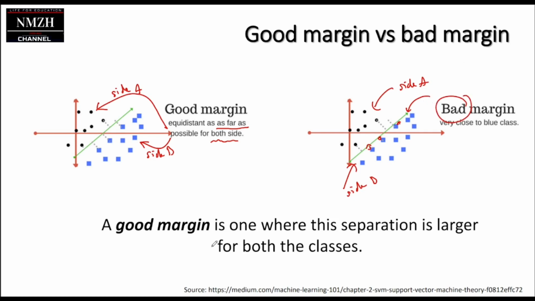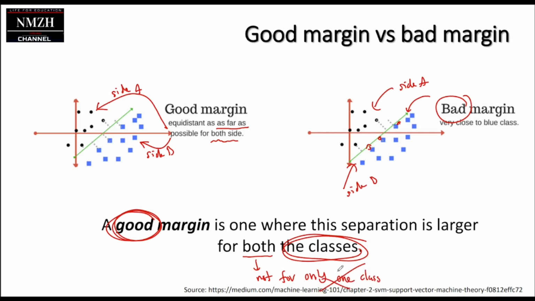So again, a good margin is one where this separation is larger for both cases. Okay, so the good margin is for both classes. Not for only one class, but for both classes. So meaning up and down.